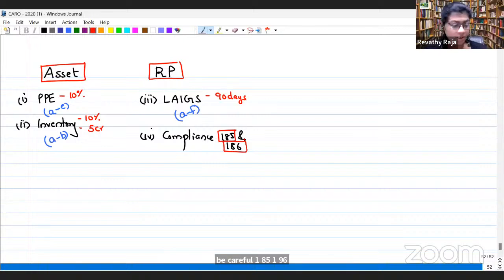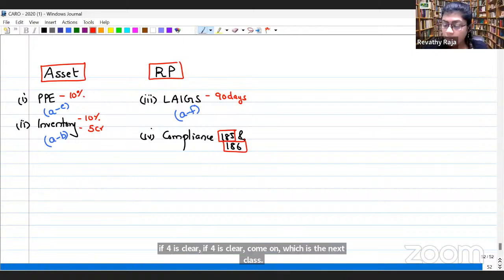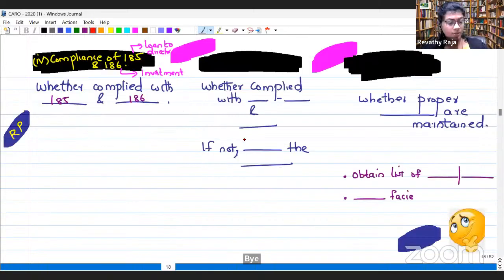If 4 is clear, come on. Which is the next clause? 5. Okay, fifth one.